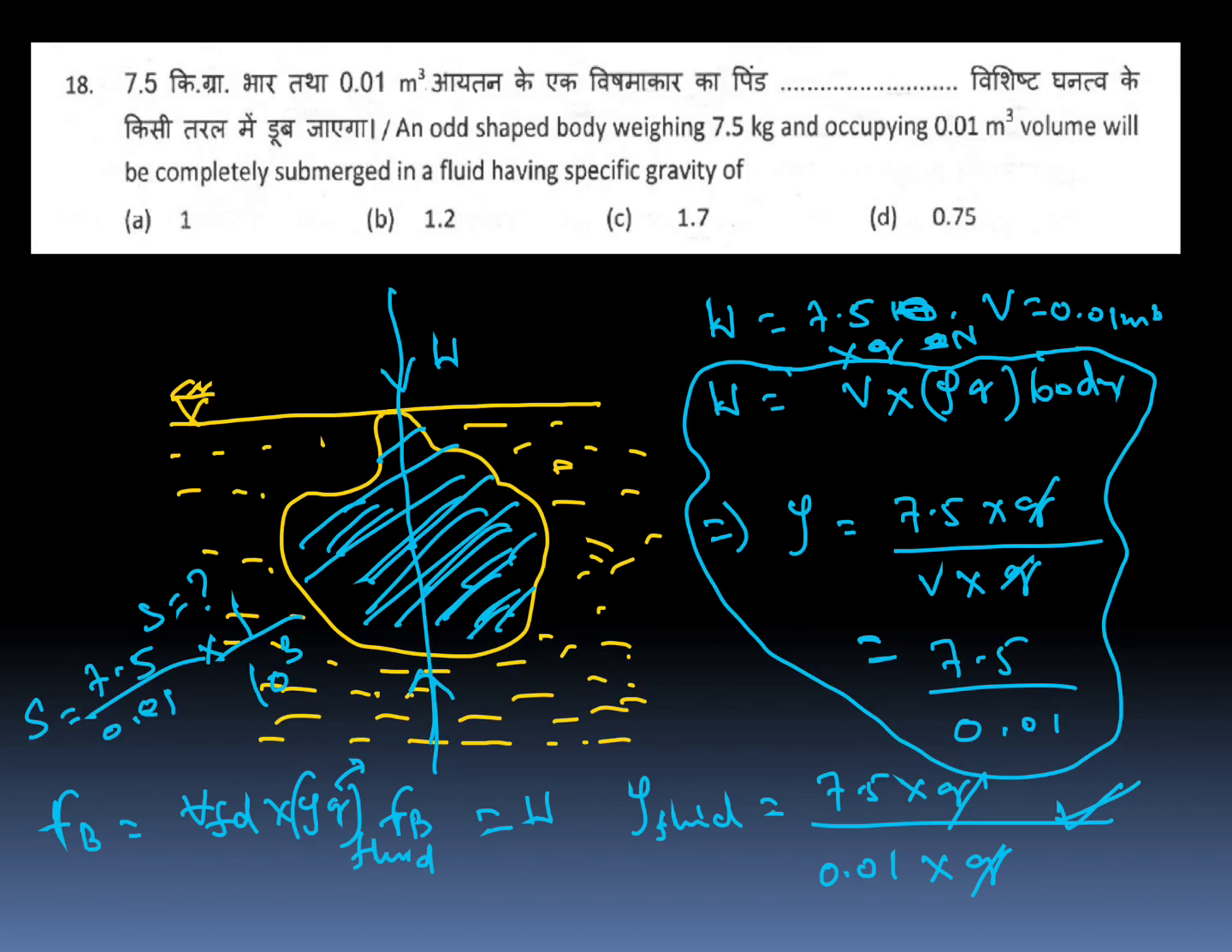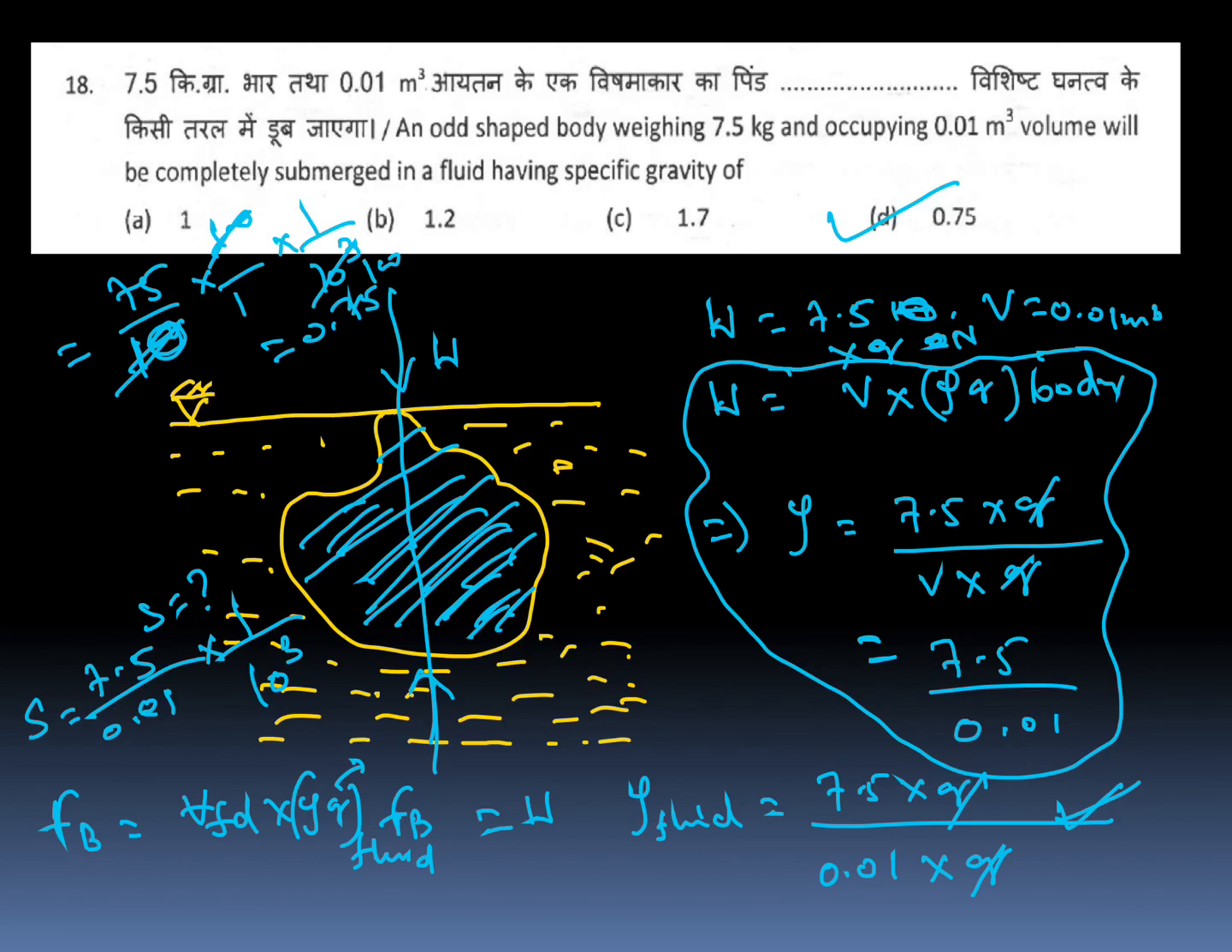If you solve this one, 7.5 is 75 by 10, and 0.01 you can write as 1 by 100, into 10 to the power 3. 100 cancels, so 75 by 100, you will get 0.75. D is your answer.